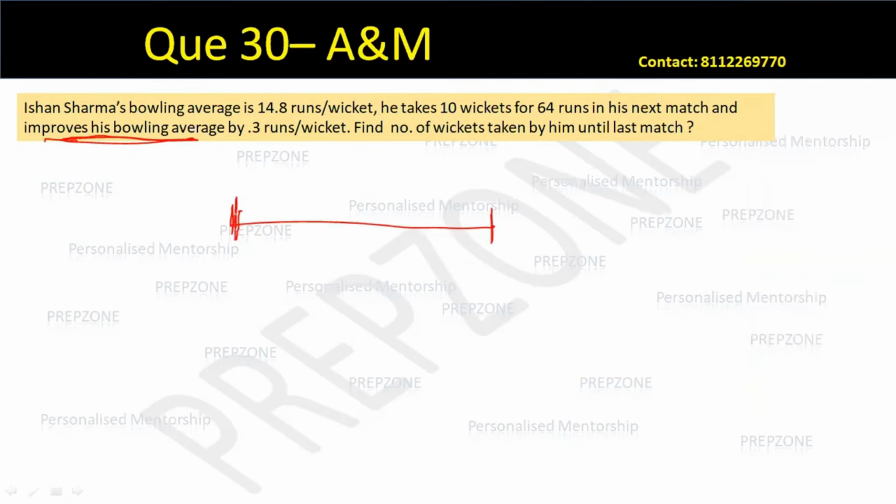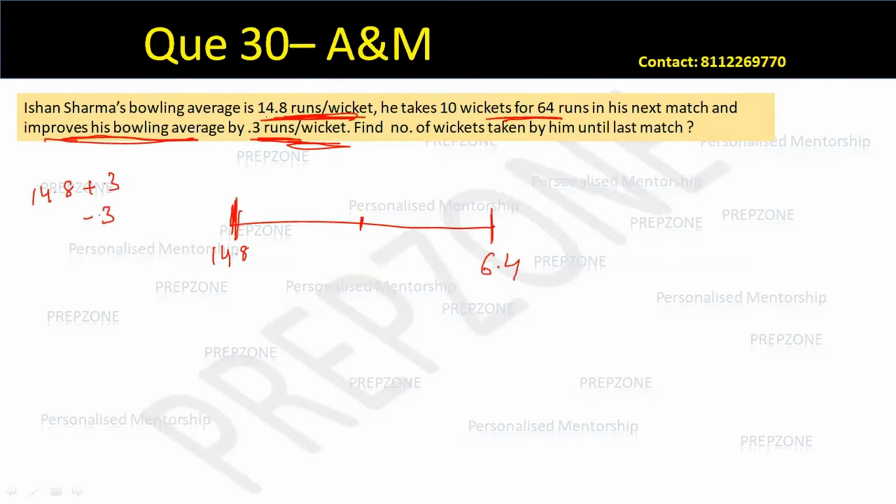So what is the initial average, Nandini? 14.8 is the initial average. In the next match, what is the average? Averages are in terms of runs per wicket, so it is 6.4, right? And what is the overall average? His bowling average improves by 0.3 runs per wicket, right? Which means initially it was 14.8. 15.1? Should it be plus or should it be -0.3?